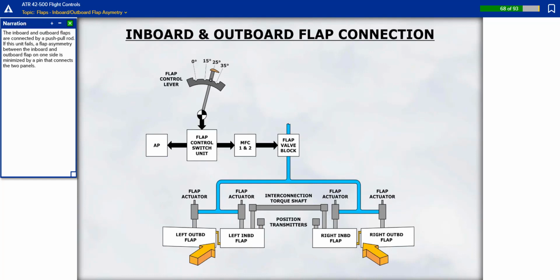The inboard and outboard flaps are connected by a push-pull rod. If this unit fails, a flap asymmetry between the inboard and outboard flap on one side is minimized by a pin that connects the two panels.